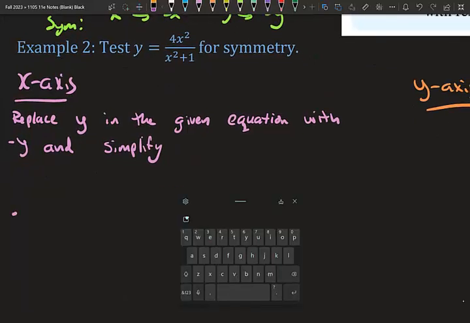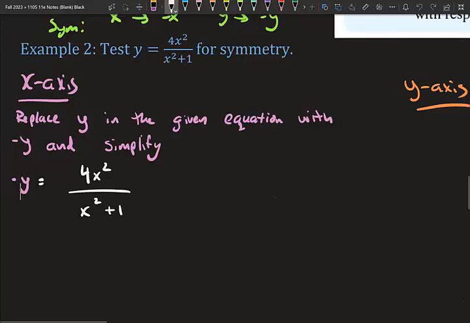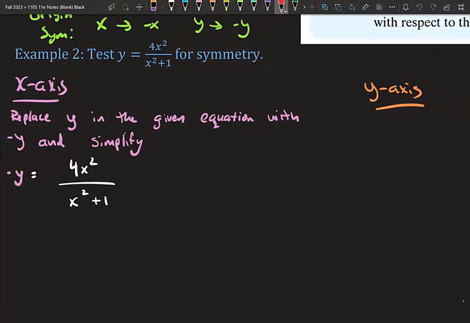So we have negative y, and that's going to equal 4x squared over x squared plus 1. Now, what do we mean by simplify? Well, you're never allowed to have negative y equals. It should always be y equals. So we need to get rid of that negative. In order to get rid of it, we multiply both sides or divide. It doesn't matter. It's the same thing. We just multiply by negative 1.